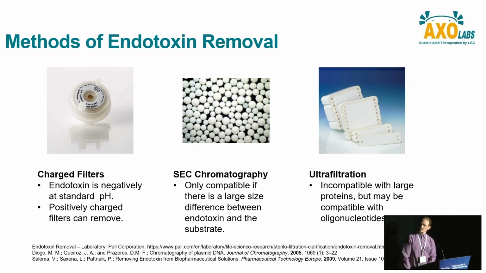Size exclusion chromatography can be utilized. In this case, we're leveraging the large size difference between relatively small oligos and relatively large endotoxin. However, this process can be difficult to scale, making it impractical for manufacturing size batches. Third one on the list here is ultrafiltration or diafiltration, where we're again leveraging the size difference between large endotoxin and relatively small oligos. And so this is where we're going to be focusing today.